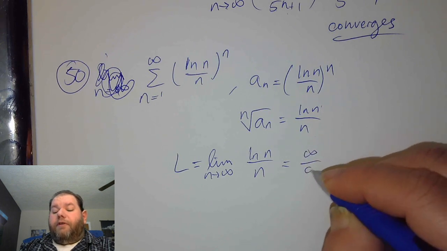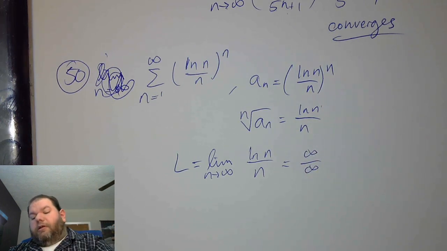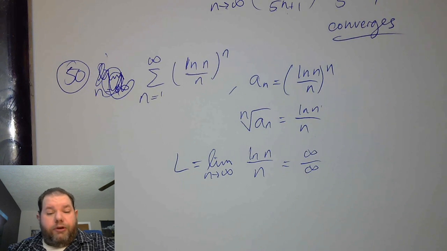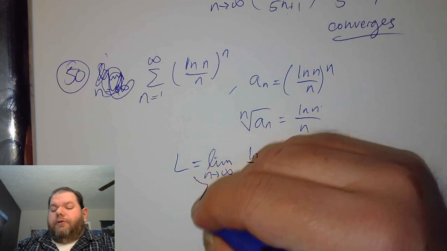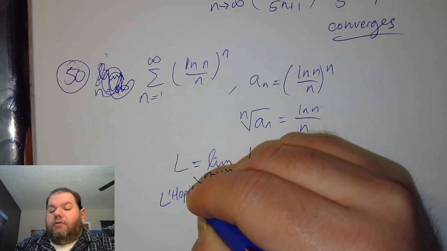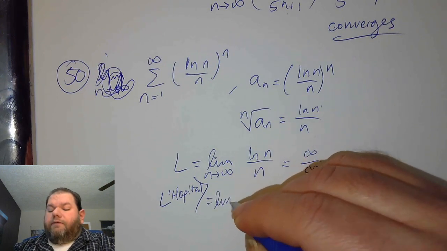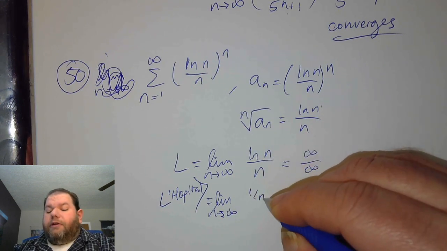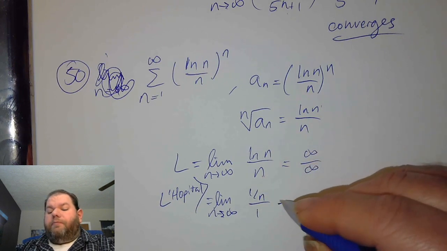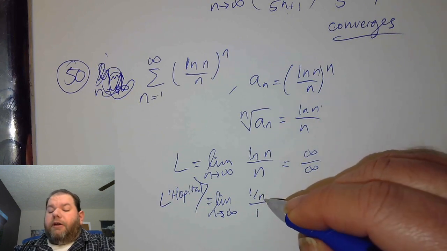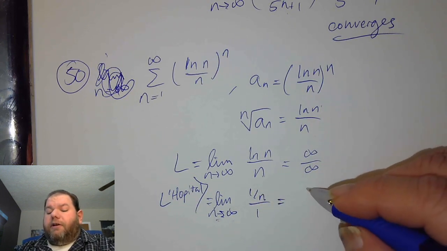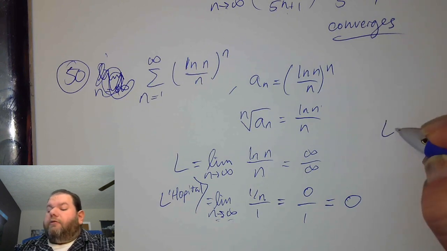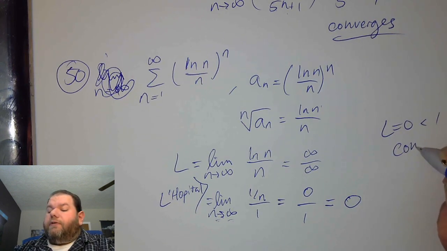Now, this is infinity over infinity. We don't have any rules that we can use when we have logarithms other than L'Hopital's rule. We can't use our shortcut because it's not just a polynomial. But we'll use L'Hopital's, which says that we differentiate the top and the bottom separately from each other. So the derivative of natural log n is 1 over n, and the derivative of n is 1. Now, 1 divided by infinity, as n approaches infinity, goes to 0. And we just have a 1 on bottom, so we get a result of 0. So L equals 0. That's less than 1, so it converges.